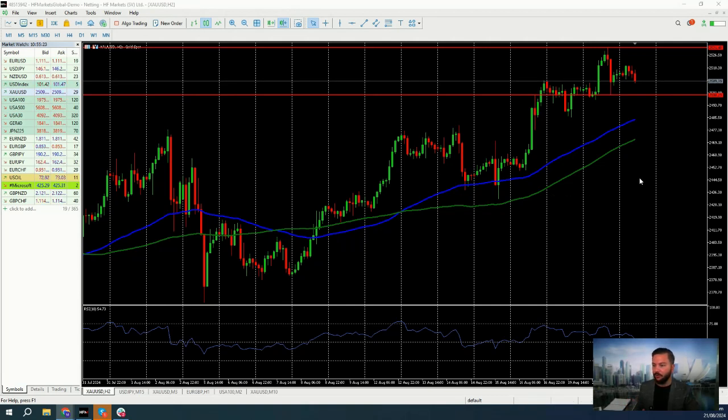Now, if we're looking at gold, we can see for sure gold is trading above our trend line. We can see the blue moving average here. It is a 75 period exponential moving average, and below the green is a 100 period simple moving average. We're definitely trading above the trend line.